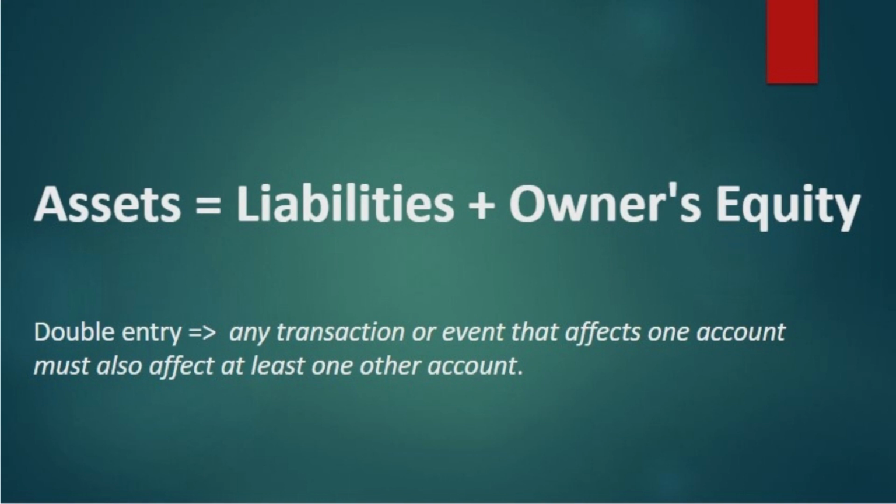The balance sheet follows a very basic rule: the value of all assets must equal the value of all liabilities plus equity. To keep this balance, we use the double entry approach. Any transaction which impacts one account must also impact at least another account.